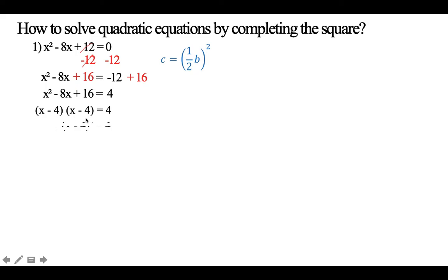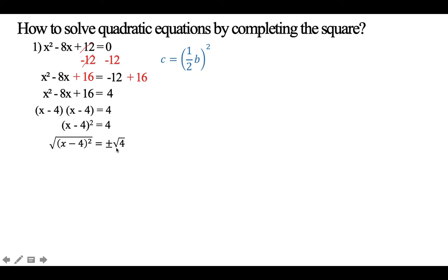Then we can rewrite this into exponential form. Quantity x minus 4 squared equals 4. Then we want to find the value of x, and we want to take out this squared. To eliminate it, we will square both sides.